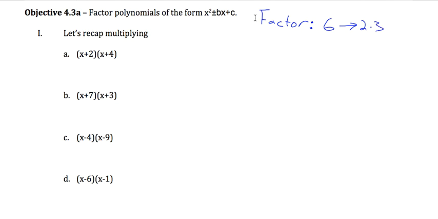So for example, you could rewrite 6 as 2 times 3. That would be factoring the number 6. Or you could rewrite 8 as 2 times 2 times 2. That would be factoring the number 8.